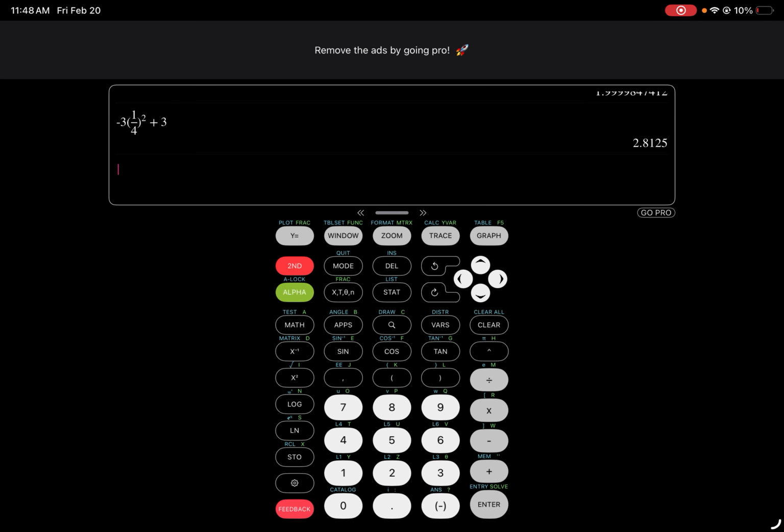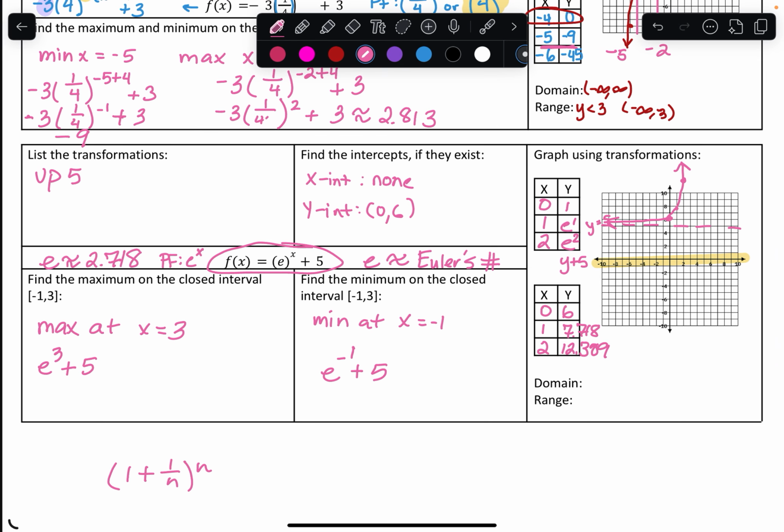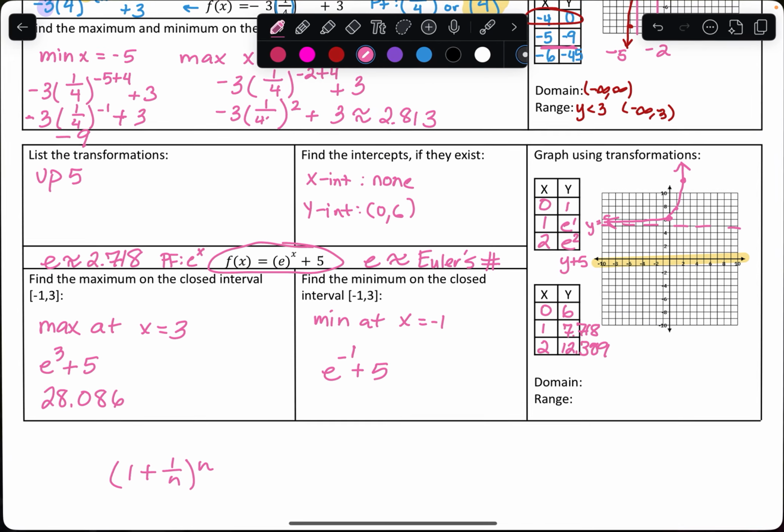So we have e cubed plus 5. That gives me 25.085. Rounded that up, we get 28.086. Okay, doing e to the -1 plus 5, we get approximately 5.368.